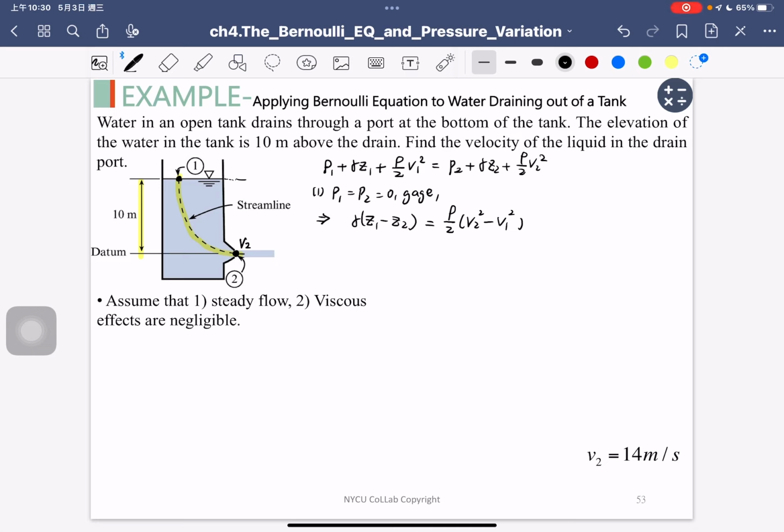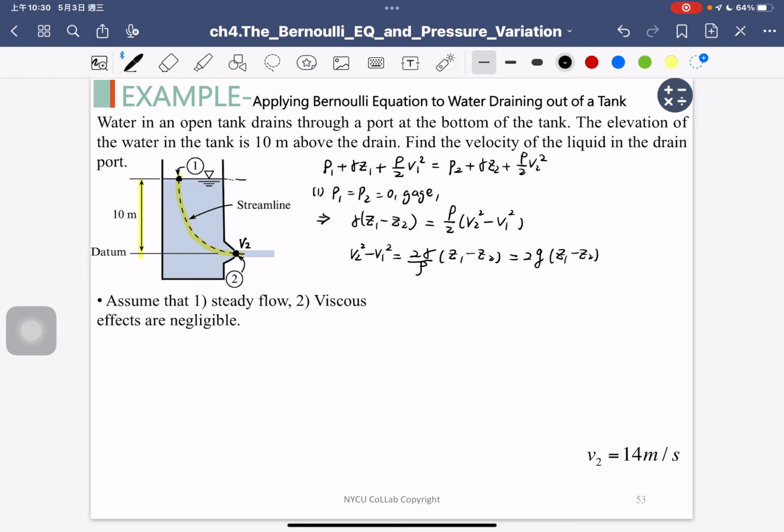Okay, so our purpose is to compute how large the V2 velocity is. We can rewrite the equation: V2 squared minus V1 squared equals 2 times gamma over rho, multiplied by the elevation difference. We know that gamma is rho g, so here we only have 2g and D1 minus D2.